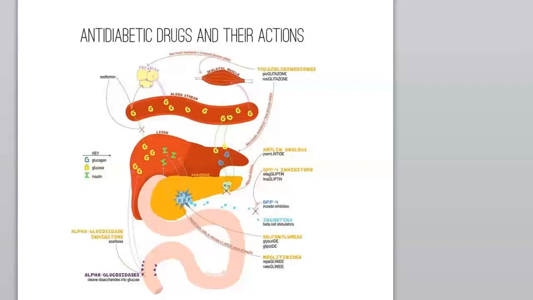And our prototype for this classification is glyburide. And of course, what it does is it lowers blood sugar for our type 2 diabetics. And how this particular drug works is it stimulates the release of insulin from pancreatic beta cells and increases the sensitivity of peripheral tissues to insulin.